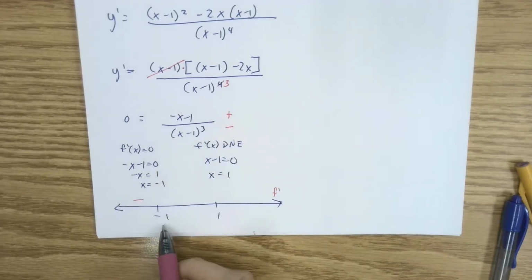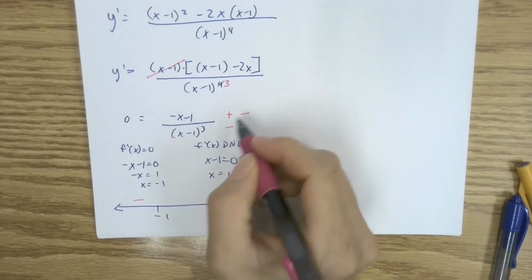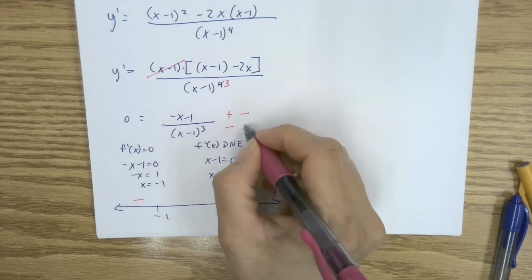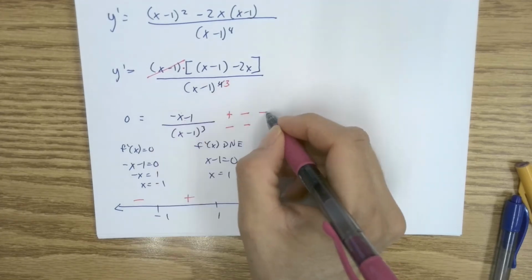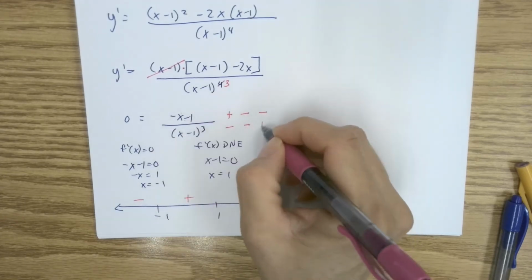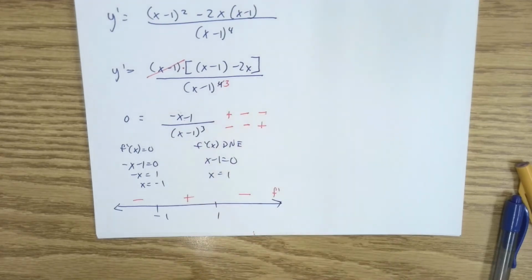Let's substitute 0 in. 0 minus 1 is negative, 0 minus 1 is negative, cubed is a negative. So that quotient would be positive. Let's substitute 2 in. 2 minus 1 is positive, cubed is positive, which is negative.